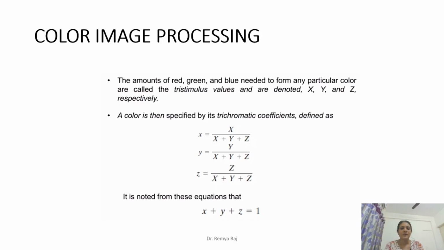In color image processing, the amounts of red, green, and blue needed to form any particular color are called tri-stimulus values, denoted by X, Y, and Z. The color is then specified by its tri-stimulus coefficients: X divided by X plus Y plus Z, Y divided by X plus Y plus Z, and Z divided by X plus Y plus Z. So X plus Y plus Z is equal to 1. Mixing all these colors, we get the brightest intensity, that is white.